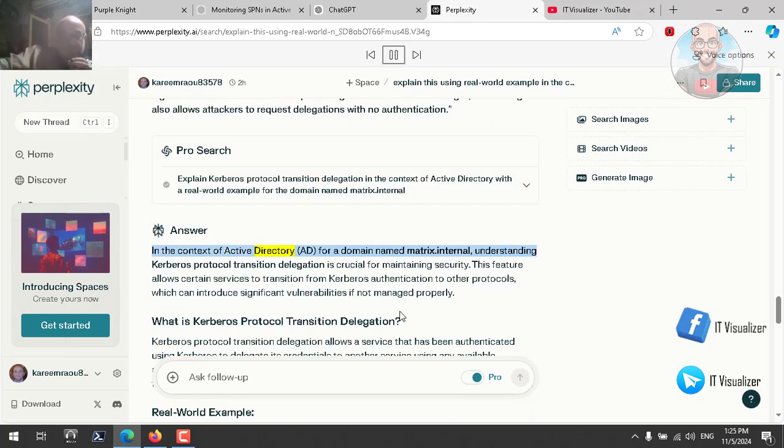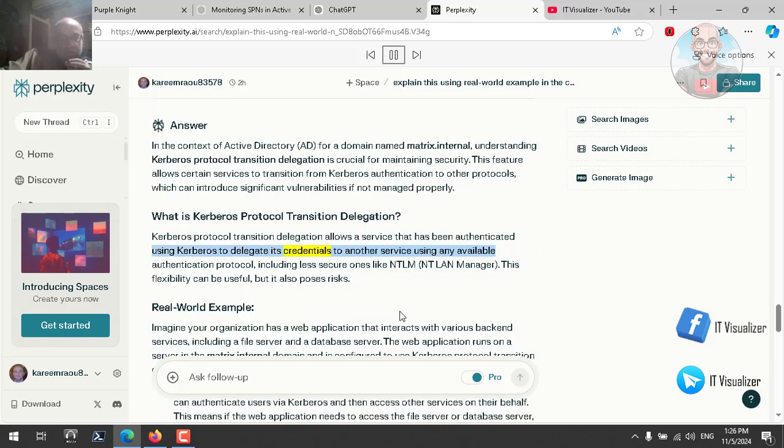In the context of Active Directory, AD, for a domain named matrix.internal, understanding Kerberos protocol transition delegation is crucial for maintaining security. This feature allows certain services to transition from Kerberos authentication to other protocols, which can introduce significant vulnerabilities if not managed properly. What is Kerberos protocol transition delegation? Kerberos Protocol Transition Delegation allows a service that has been authenticated using Kerberos to delegate its credentials to another service using any available authentication protocol, including less secure ones like NTLM and LAN Manager. This flexibility can be useful, but it also poses risks.